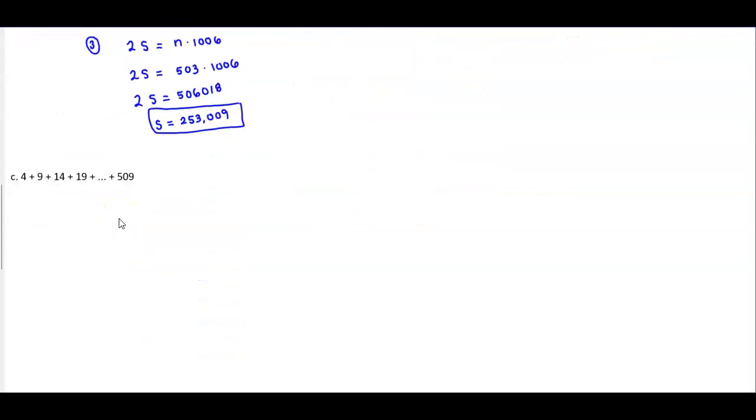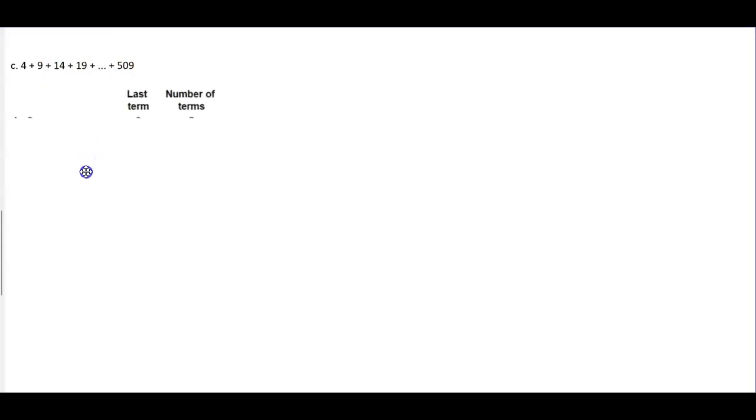Okay, now let's take a look at C. So here's a sequence: 4 plus 9 plus 14 plus 19 plus ... plus 509. So again, we're going to use Gauss's approach to find a sum. And remember, in part A, the number of the terms in a sequence was already given. But for this new sequence, we're going to start by determining the number of terms. We want to be able to find a pattern relating the last term to the number of terms.